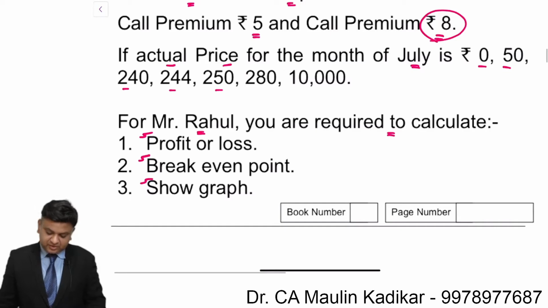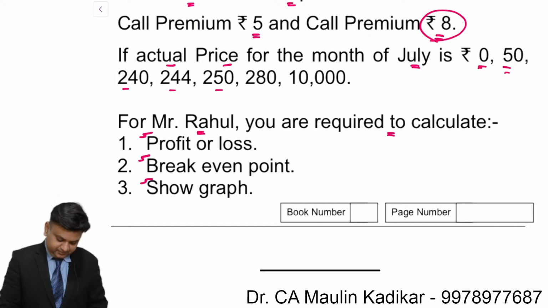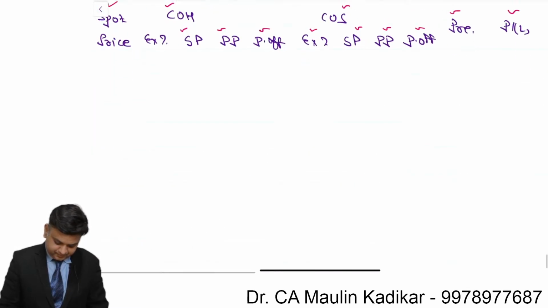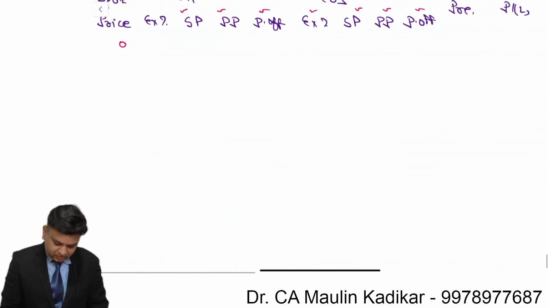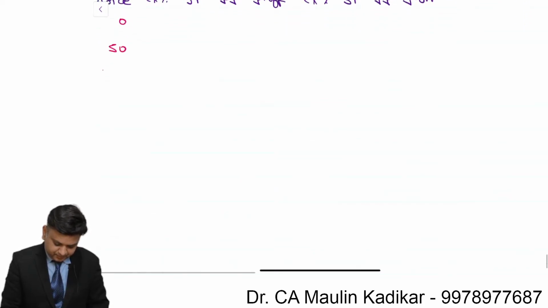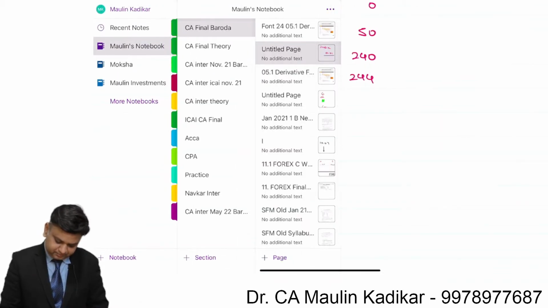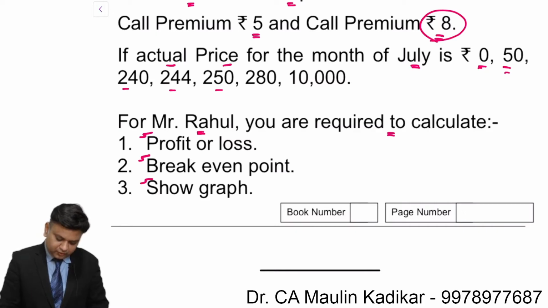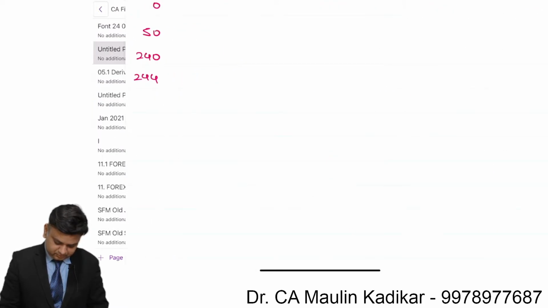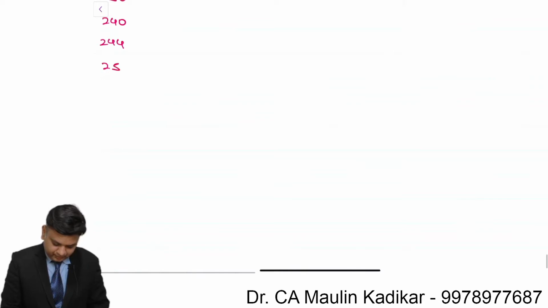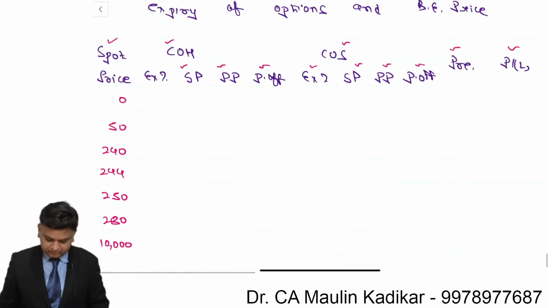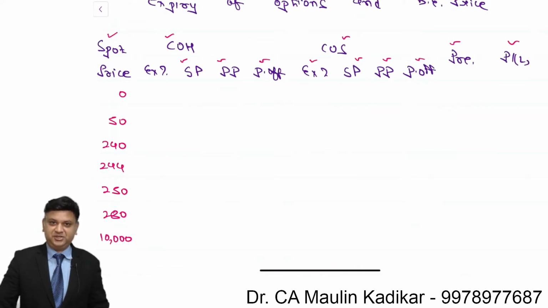The spot price is given to us as 0, 50, 240, 244, 250, 280 and 10,000. That is the way we will have the different spot prices of the equity share.